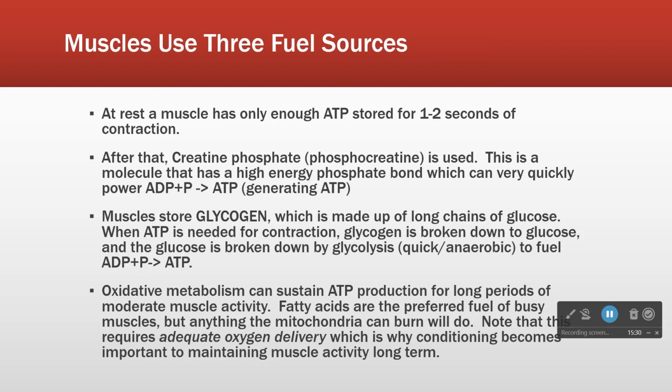Now, this isn't a sustainable process though, right? Because at some point, the creatine phosphate is just going to be creatine. That's all that's going to be left. Now it can't do its recharging trick anymore.